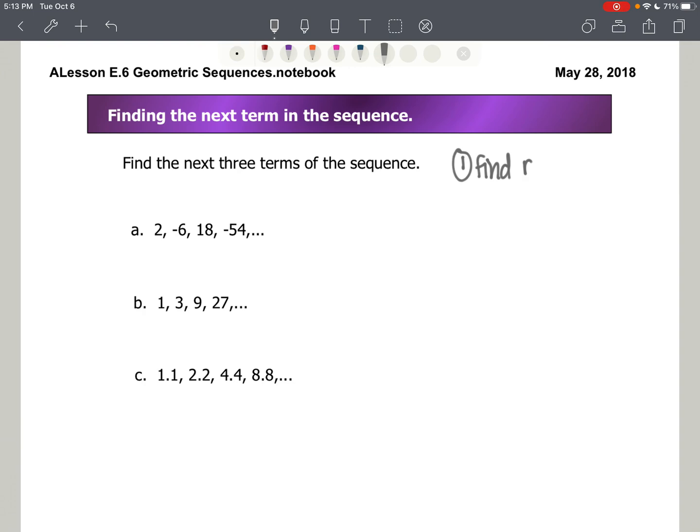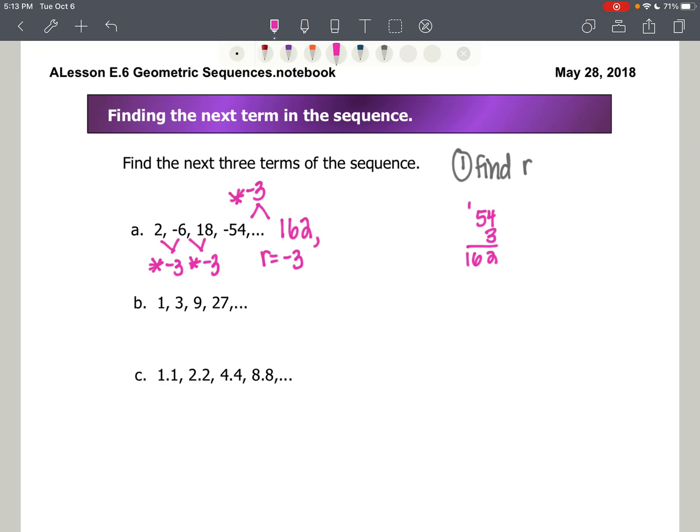So our R value, how do we get from 2 to -6? Well, we multiply by -3. How do we get from -6 to +18? We multiply by -3. So R is equal to -3. So the next term is going to be -54 times -3. Well, that's going to be a positive. So we're going to have a positive 54 times 3 is 162.